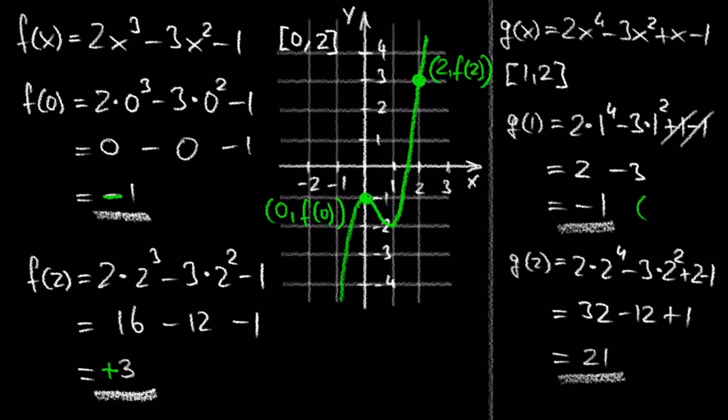So the point 1, negative 1 lies below the x-axis because we have a negative 1. And the point 2, 21 lies above the x-axis because we have a positive 21. So the continuous graph of the polynomial function g must cross the x-axis at least once.